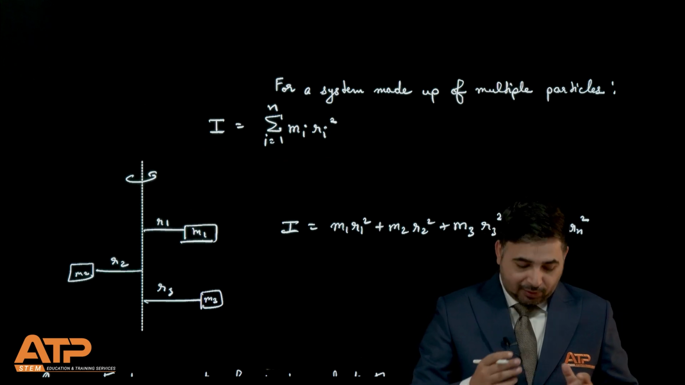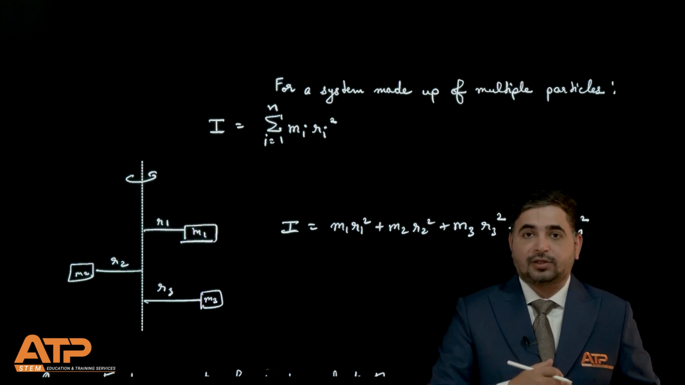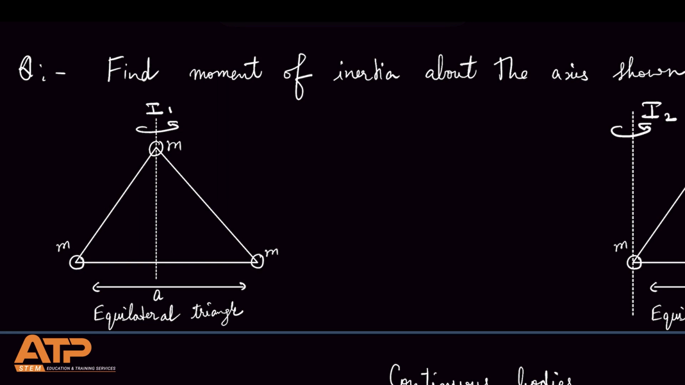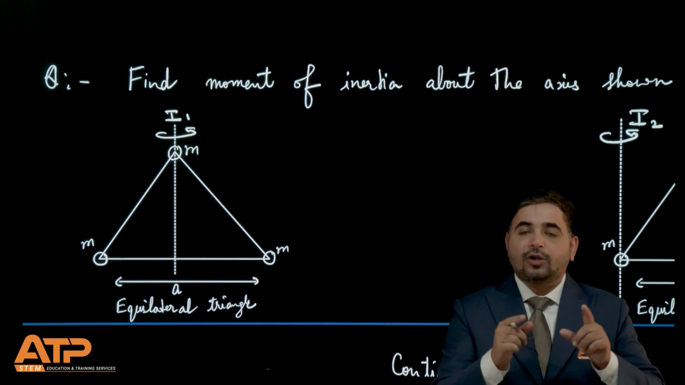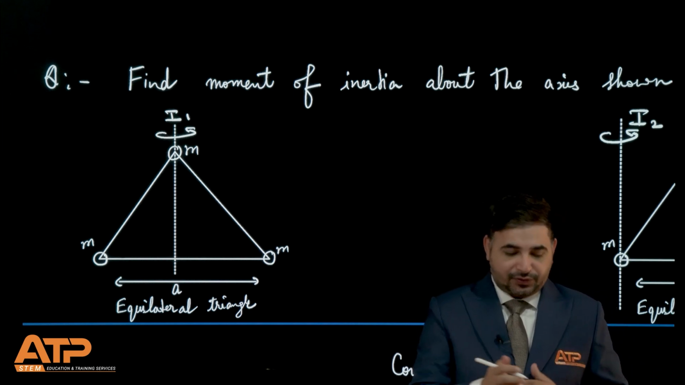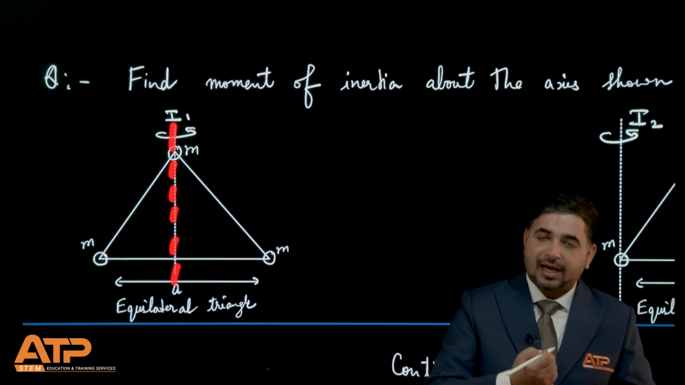Okay. Now let's look at some questions based on this. Here in this diagram, an equilateral triangle is given and there is a particle of mass m at each and every vertex. Here is an axis which is like this, and the whole system is rotating about that axis. We have to find the moment of inertia of all three particles, basically the entire system, about this particular axis.